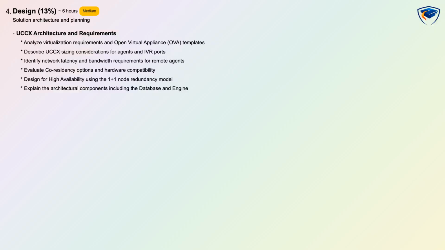The domain also covers high availability planning using the 1+1 redundancy model and explains core architectural components including the database and engine to support scalable and resilient deployments.